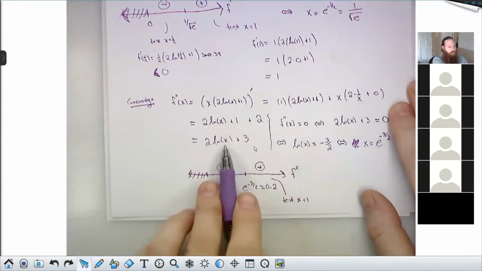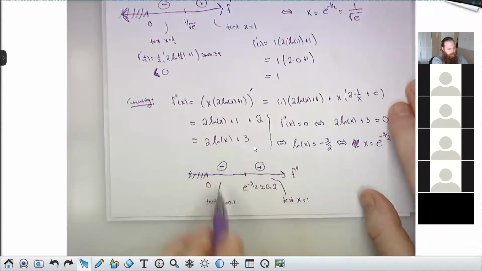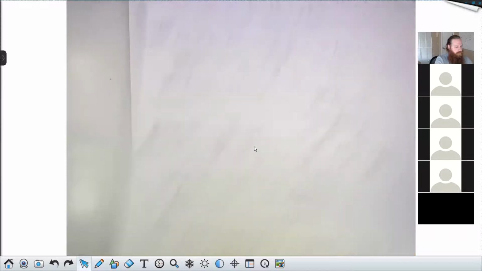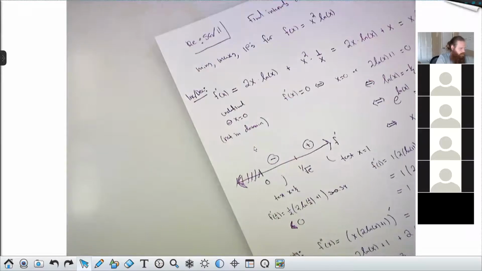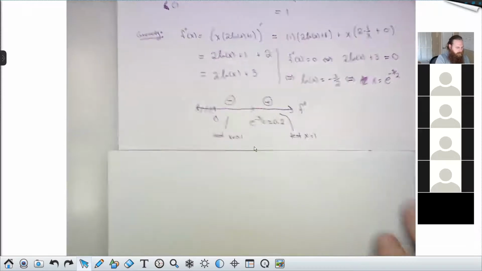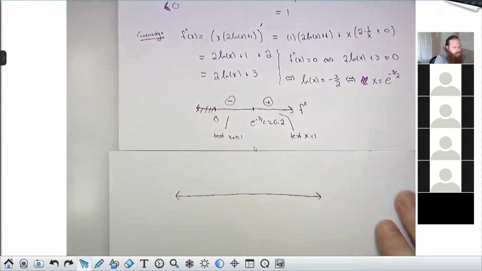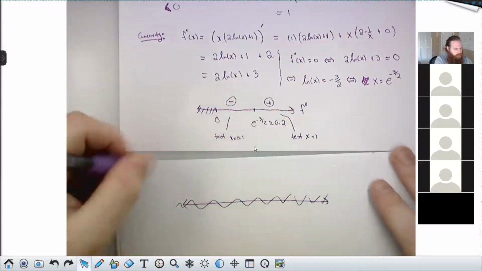Testing x equals 1 would have been easy, right? 2 times the natural log of 1. Well, the natural log of 1 is 0. But testing the number in between here, that would have been difficult either way. So if I want to put all of this together into a single number line, oh wait, no, we don't even need to do this, do we? Yeah, this problem isn't asking for a graph. They're asking for intervals of concave up, concave down, increasing, decreasing.